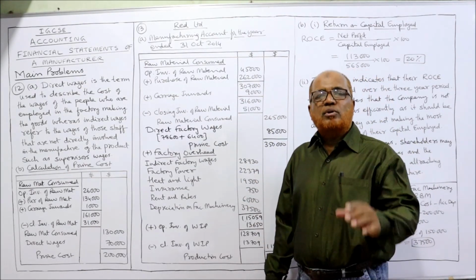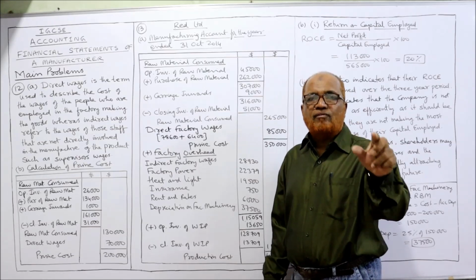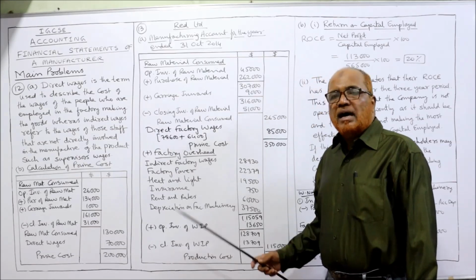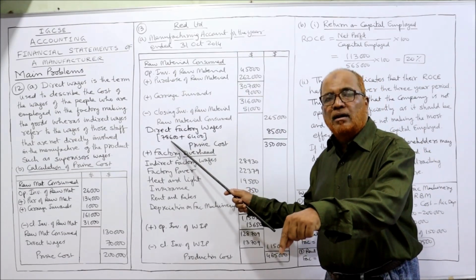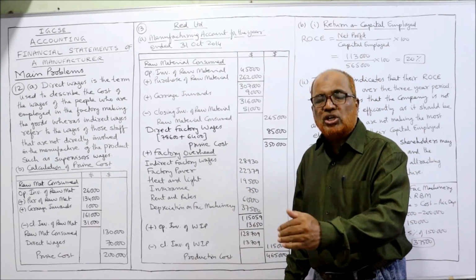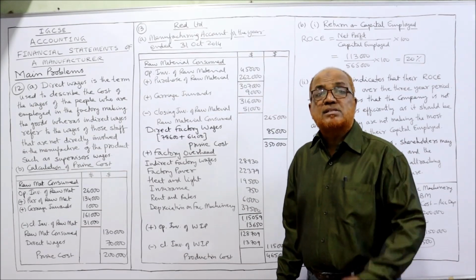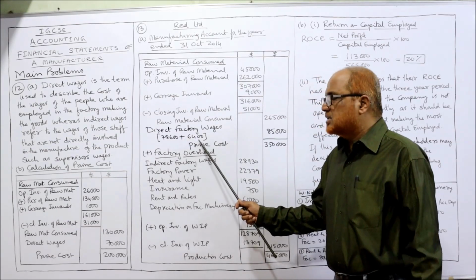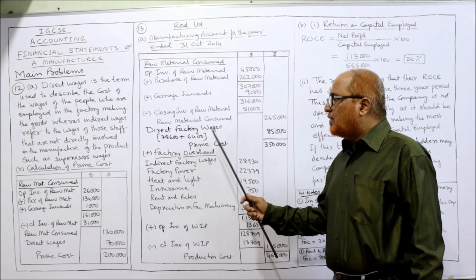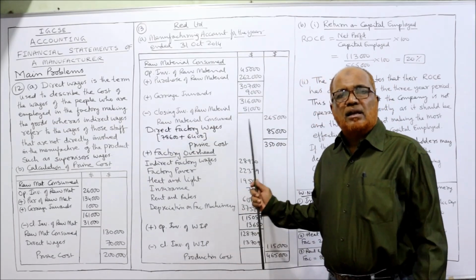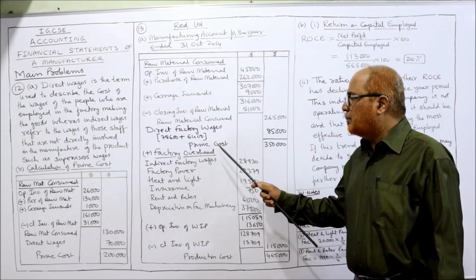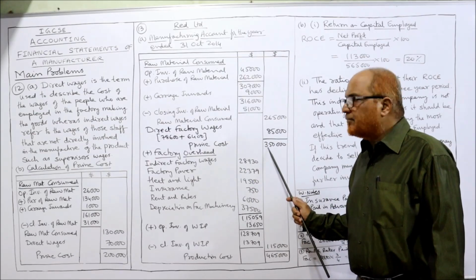To material consumed we add direct factory wages. Direct factory wages are 78,600 paid. And in the last paragraph of additional information it is given owing, still to pay direct wages 6,400. So total factory wages are 85,000. Now you add up the material consumed and direct wages, we will get the prime cost 3,50,000.